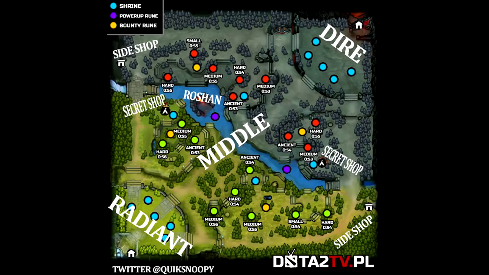Other than that, those are pretty much the two teams. We're going to have the bases, which is where you respawn. There's a little picture of a house, and that is where the pool or fountain is going to be. If you ever need to go back to buy an item, if the courier is being used, or you need to go back and heal, you'll be able to heal up in your base. But other than that, there are a lot of different ancient camps.